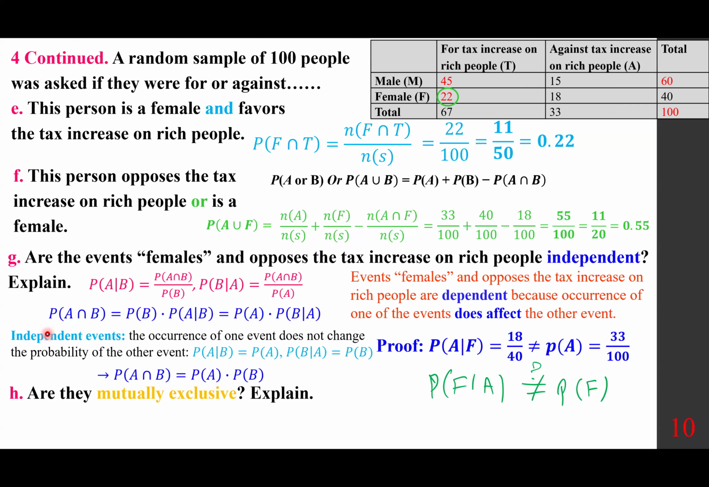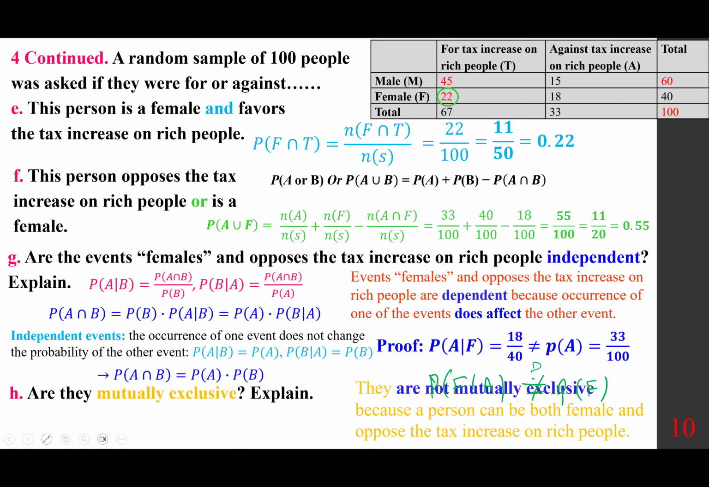Are they mutually exclusive? No. Let me erase my work. They are not mutually exclusive because a person can be both female and opposes tax increase on rich people. Again, it's okay, but better to look at it from the point of view of math and numbers. Probability of A intersection F. The denominator is 100, and what is in common? The A group and the F group, 18 is in common. So 18 over 100. Is that equal to 0? No, therefore, it shows that they are not mutually exclusive.